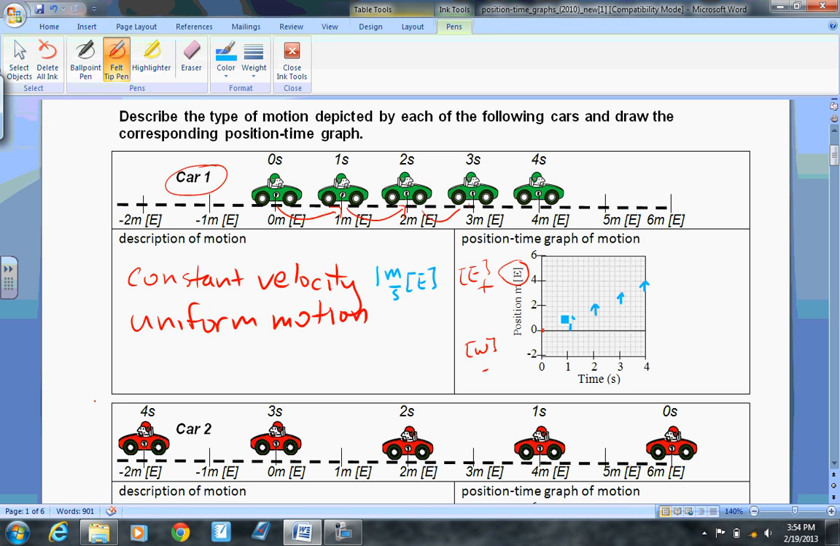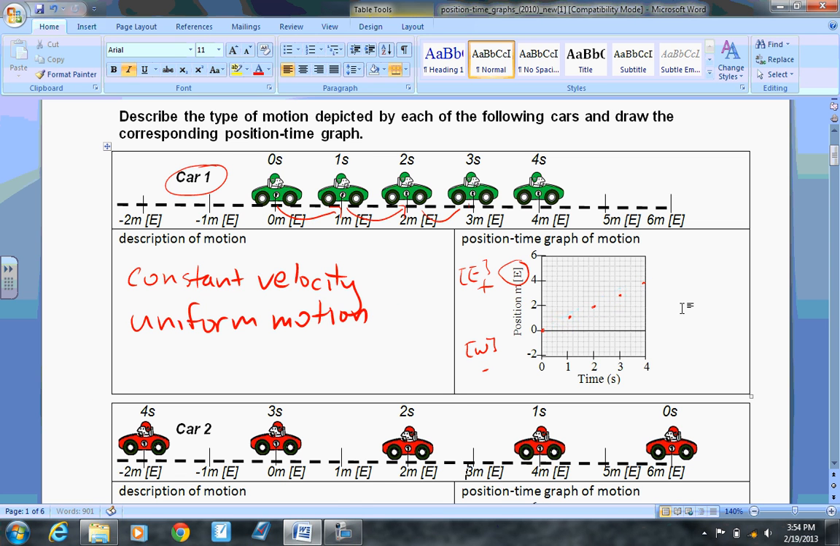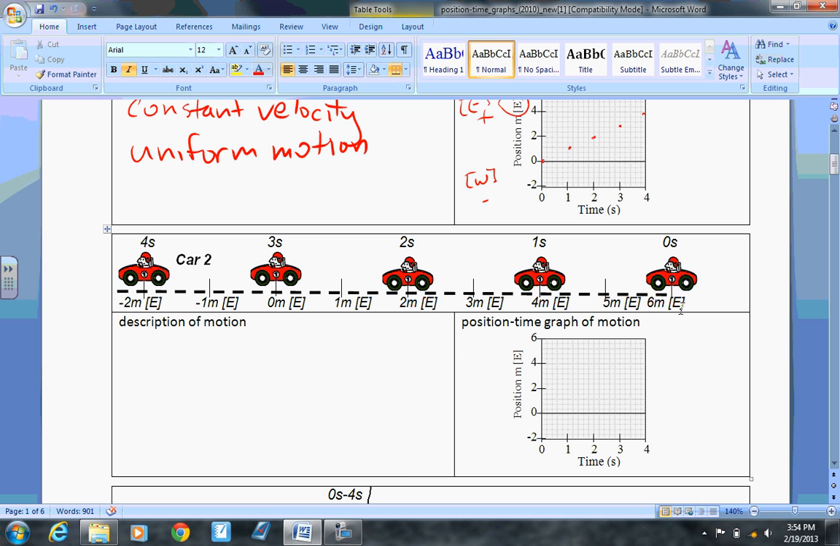And when I draw a line of best fit here, sketch it out over here, you can see it's a nice straight line of best fit, indicating that there is in fact a uniform motion. Now the next graph is a little different in that the vehicle is moving the opposite way. It's moving towards the west.